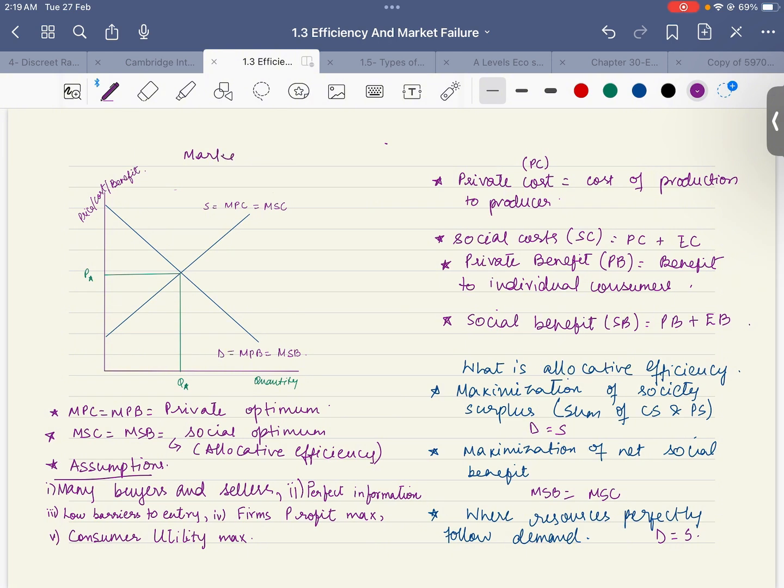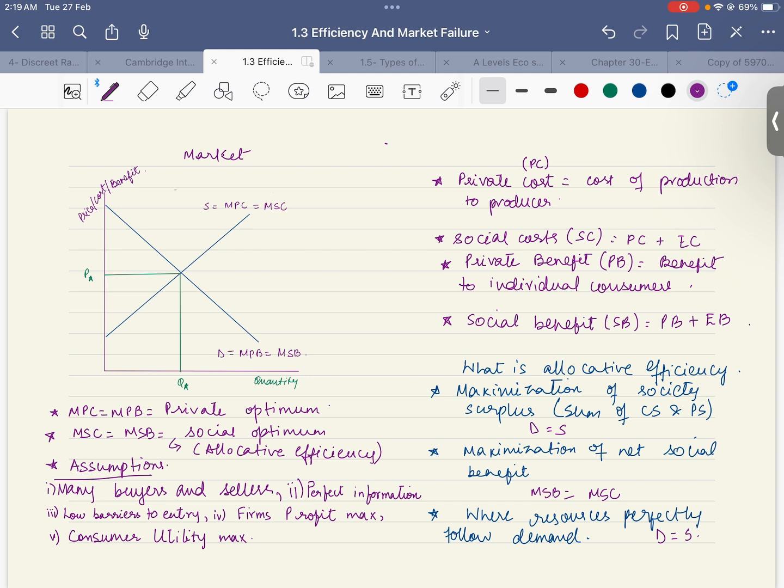Before we dive into allocative efficiency, let's have a look at the market that we have drawn here. This is a perfectly competitive market where forces of demand and supply determine the price. Now, allocative efficiency occurs at P star and Q star. But before that, we need to understand that the supply curve is more than just supply. Supply curve is marginal private cost is equal to marginal social cost. That is the reason why the y-axis is benefit plus cost and price as well.